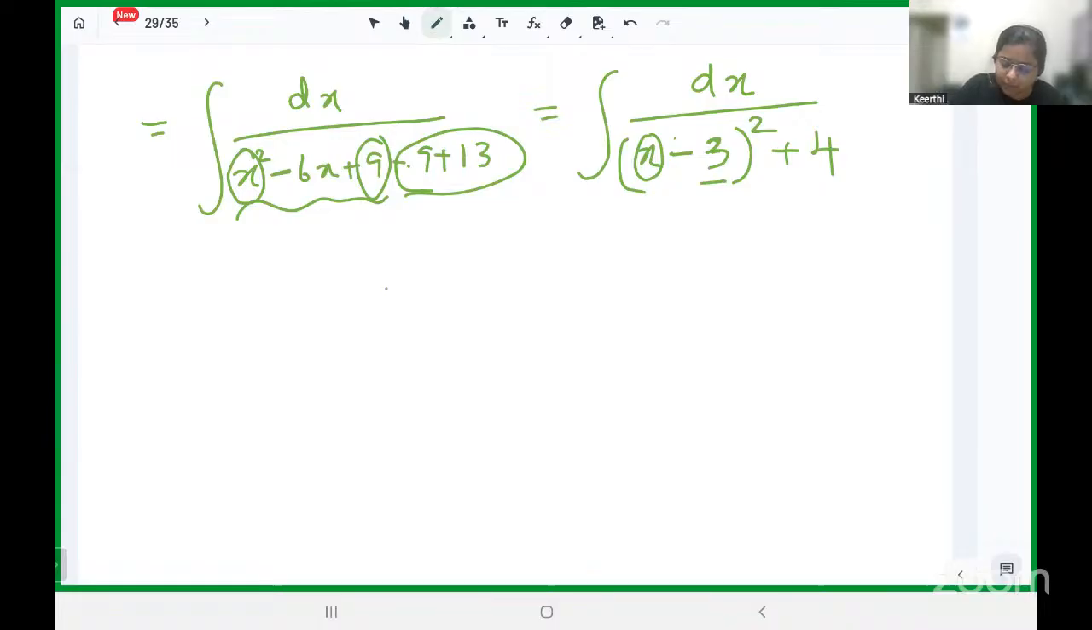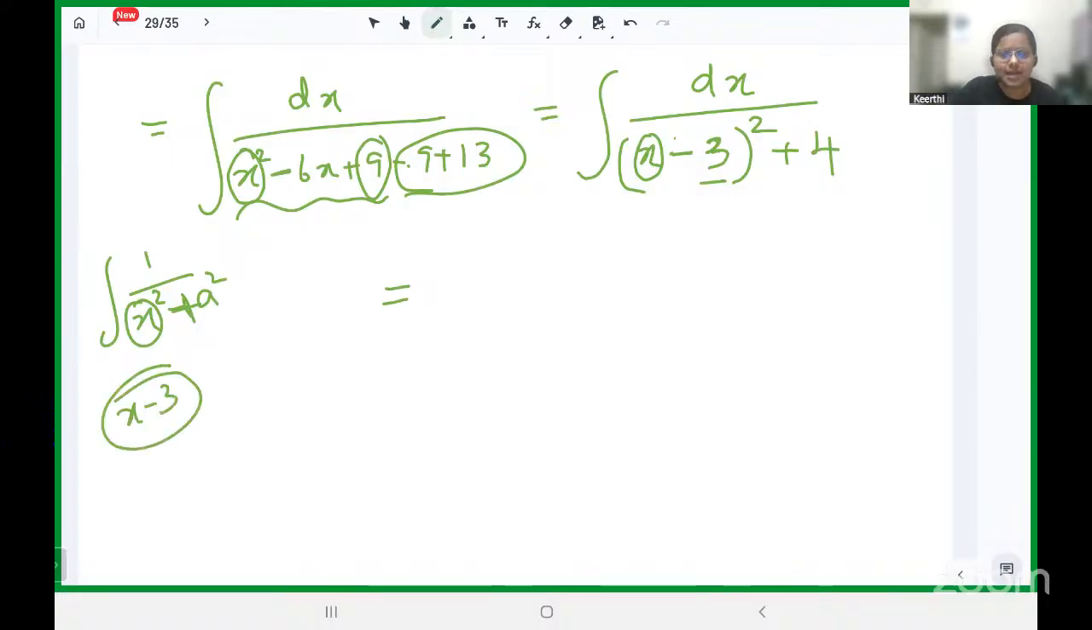Okay, now can you compare it with type 6? Is this of the form type 6? Type 6 is integral 1 by x square plus a square. But in the place of x, you can see it is a linear polynomial x minus 3. So we can assume it as x and we can apply the standard result.